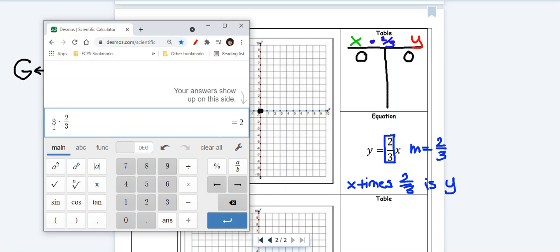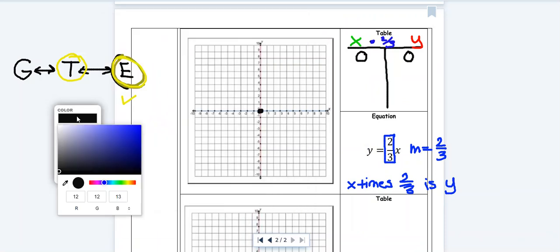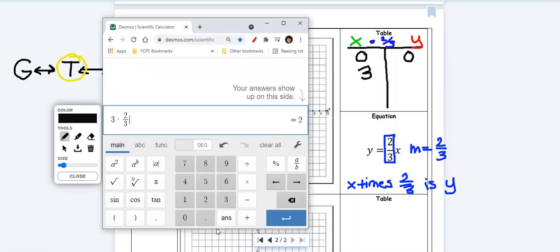Finally, I have got myself a value. So what I have done here is I have put in a 3. And when I did that, what did we get out? That's right, we got a 2. Because we're multiplying by a fraction, it makes it smaller. So put in a 3, get out a 2.